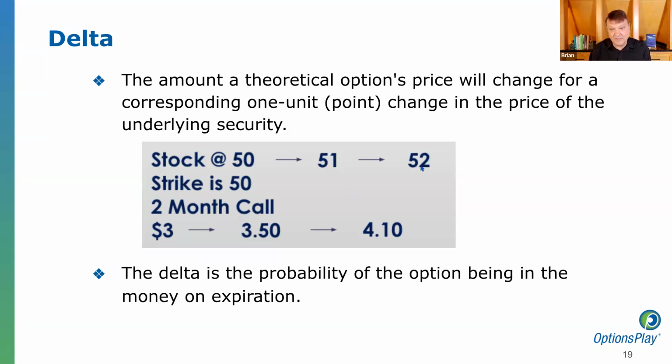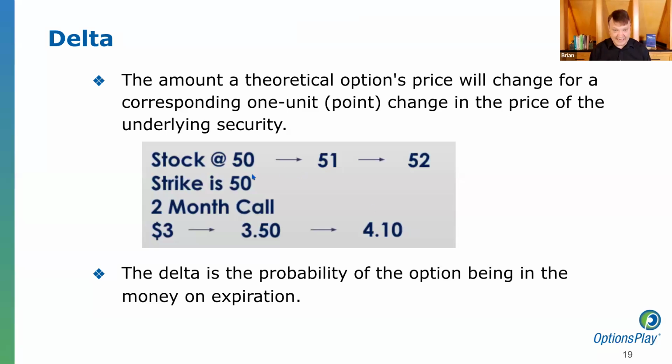Now it goes from 51 to 52 in this scenario. Well, the delta is even going to be higher. Why? Higher probability of it finishing at least 1 cent in the money on expiration. And if it goes out of the money, what's going to happen to delta? The exact same scenario. As you get further and further out of the money, the probability of it getting in the money is going to go down, and delta is going to go down accordingly.